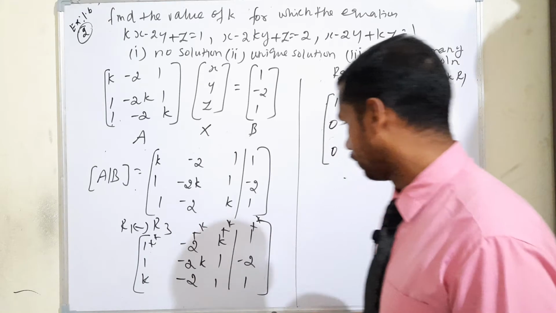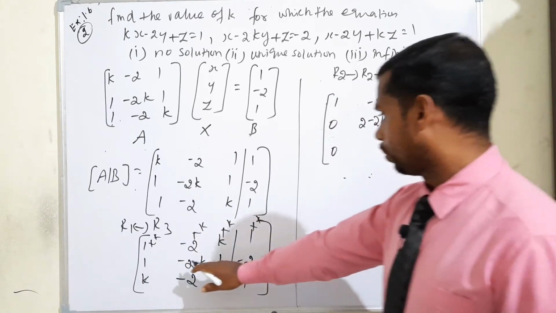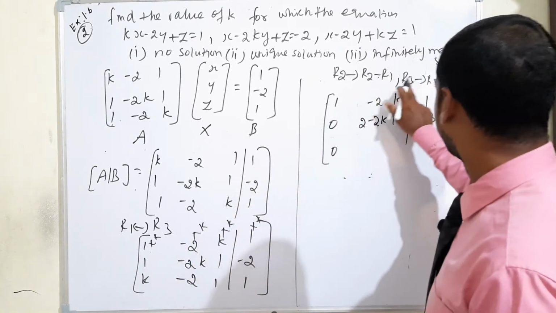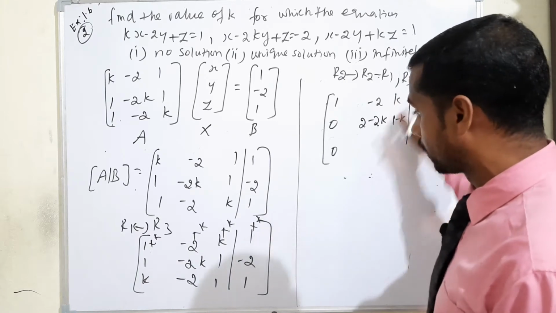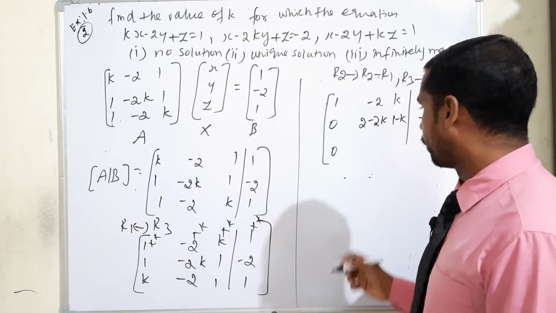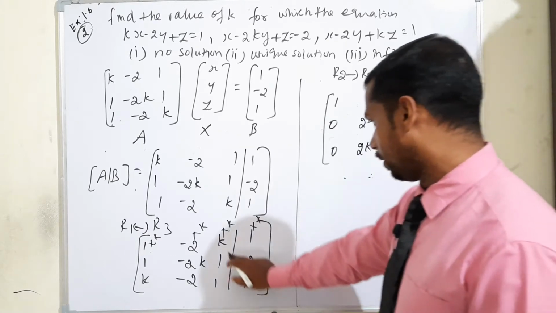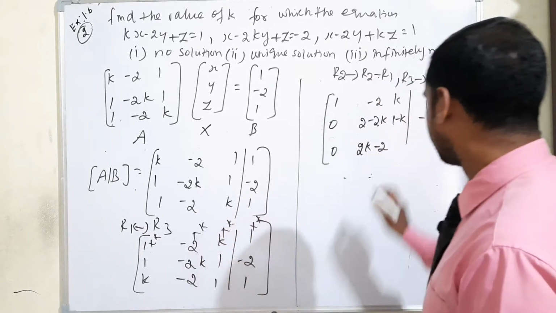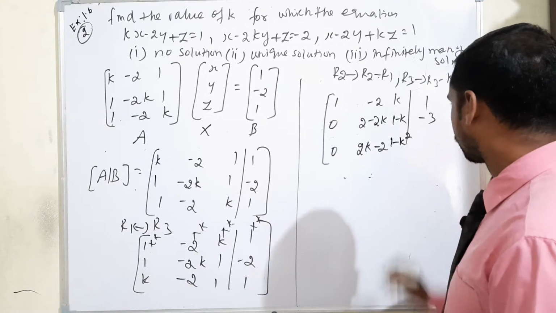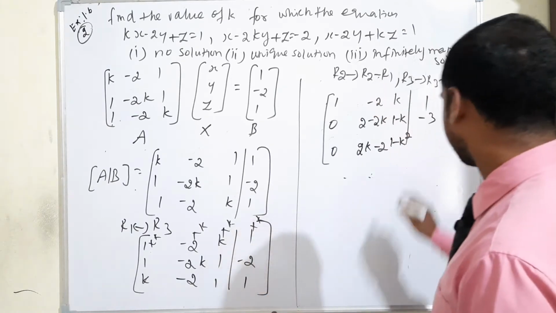Next one, minus 2, with the common minus there, minus into minus plus, so minus 2 plus 2k, which we can write as 2k minus 2. Next, k into k is k square, so 1 minus k square. Next one, 1 minus k.